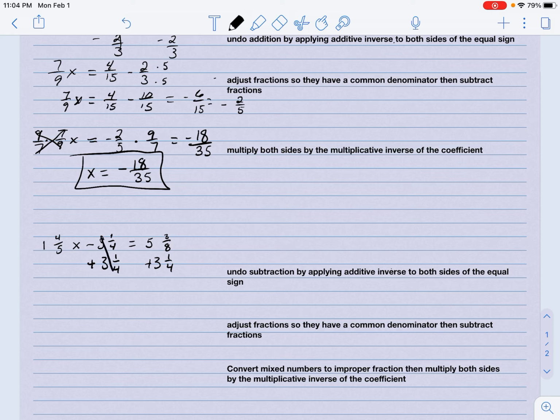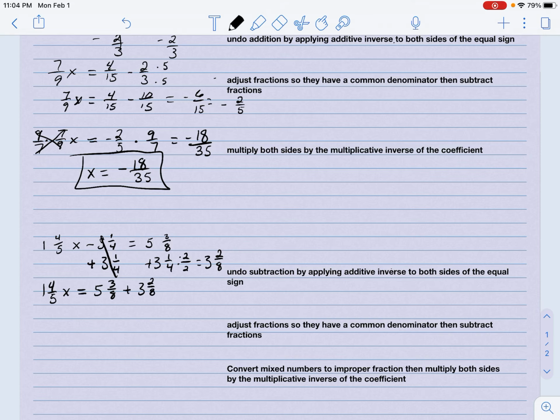Okay, so once again, this is going to cancel out. Now here, I'm just going to quickly adjust this 1/4 to an 1/8. I know that if we times 4 by 2, we're going to get 8. So this becomes 3 2/8. Now we've got 1 4/5 times x is equal to our 5 3/8 plus 3 2/8.